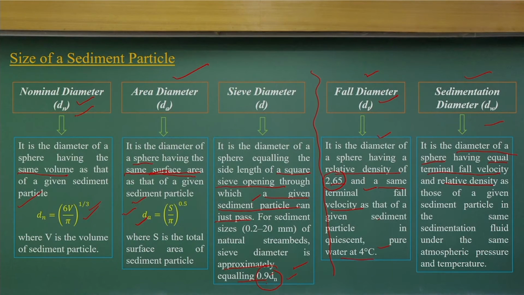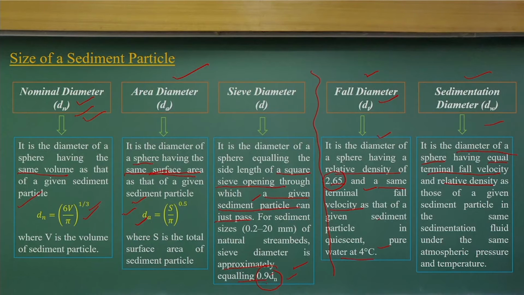So any size of sediment particle, or group of sediment particles, we define with different diameters, and each one has its own utility in the sediment transportation process. For the deposition process, we are more concerned about the fall diameter and sedimentation diameter, where we talk about buoyancy forces. We can talk about the nominal diameter for volumes, and the area diameter for processes like nutrient contents in sediment fluxes, at the surface area level.